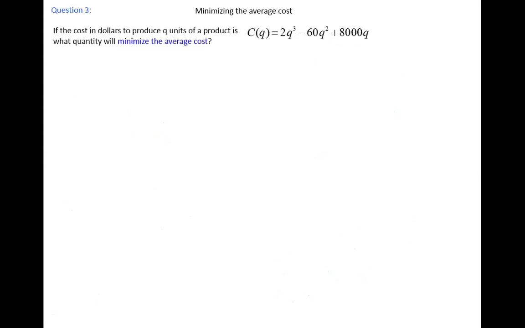Okay, let's see this. If the cost in dollars to produce q units of a product is given by this function, that means, again, we do have a cost function: 2q cubed, excuse me, minus 60q squared plus 8,000q. What quantity will minimize the average cost? Okay, as we can see now, it's a nice application. We have to find a minimum value of the function. That's what we did in the first part of chapter 4. Simply we have to have a function and we have to minimize. But what function? The average cost function.